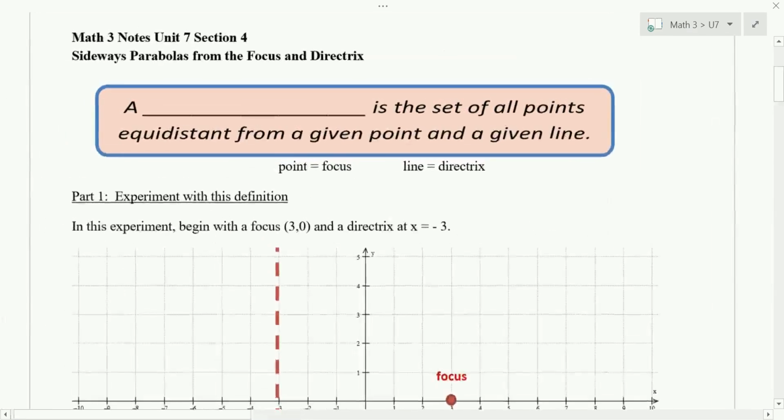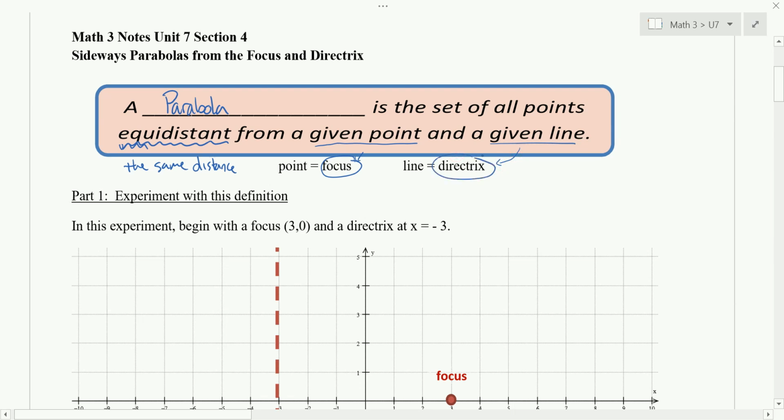All right, so yesterday we went over the definition of a parabola, and here it is again. A parabola is a set of all points equidistant. That word means same distance, right? From a given point. What's that given point called? That's the focus. And a given line, which we call the directrix. Okay?